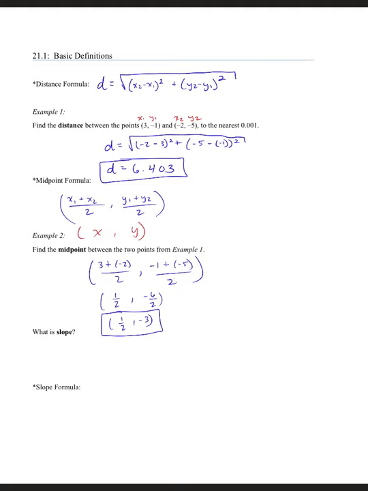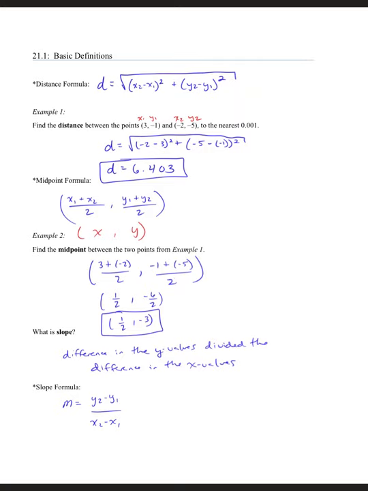Now, the next one we have is slope. We talked about slope when we looked at chapter 5 stuff. We know the slope formula we already talked about is m equals y2 minus y1 over x2 minus x1. What is the slope though? It's the difference in the y values divided by the difference in the x values.